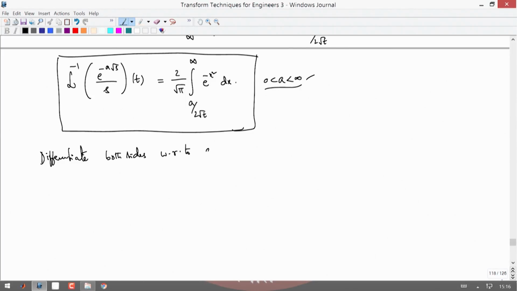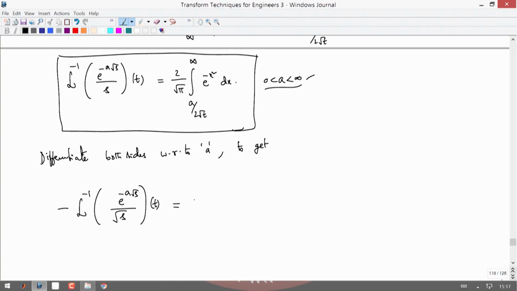So, you can differentiate both sides with respect to a to get, what you get is Laplace inversion, that is an integral. In the integrand you have this one, and if you differentiate with respect to a, it is going to be minus root s comes out as an integrand. So, that is the only difference. So, you have minus Laplace inversion of root s e power minus a root s by s. So, this gets cancelled and become here. So, this is what you have on the left hand side once you differentiate with respect to a.